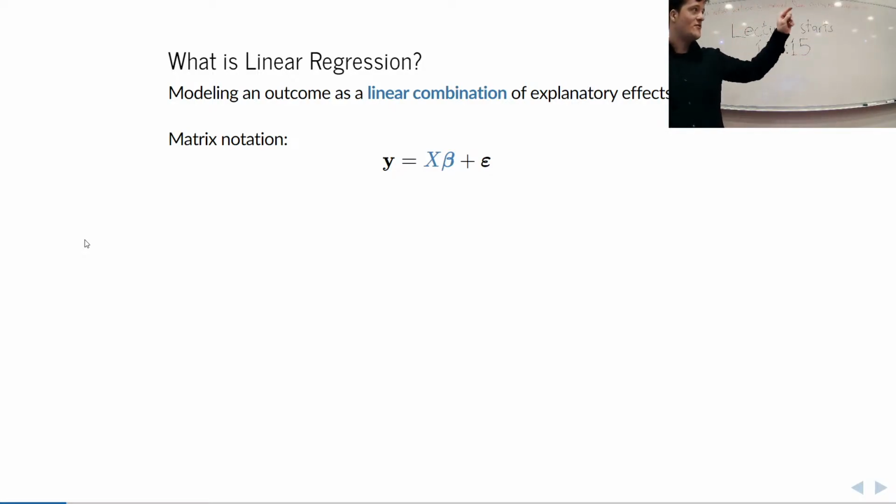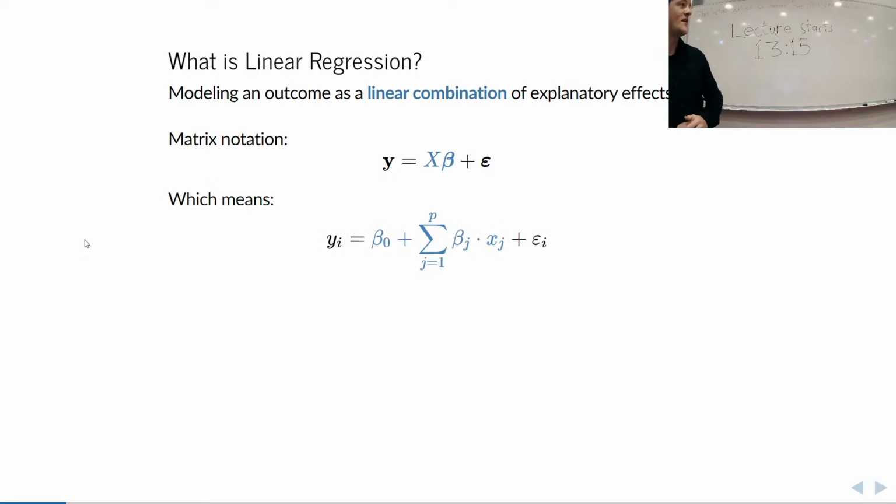This is called matrix notation. It's a matrix of explanatory variables times a vector of explanatory effects, which is beta. But we're not going to cover linear algebra in this course. So this is how you would write that out. It's the same, where we say that every outcome is a combination of the intercept, which is beta 0, plus a sum of explanatory effects times their coefficient. The explanatory effect is x, and the coefficient is beta. And then at the end we have the error, because again the model's wrong, there's some deviation.